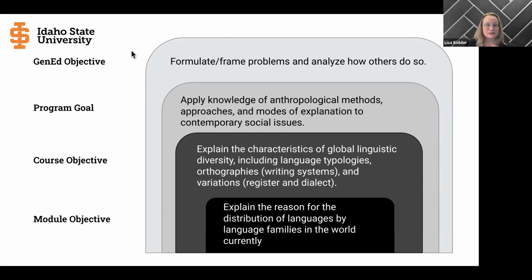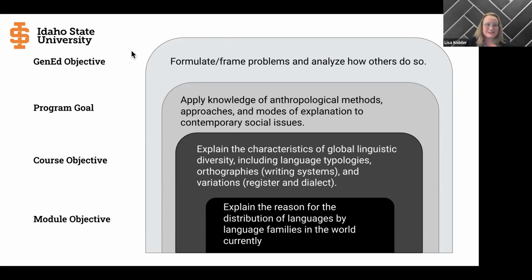Program goal, now this is in the anthropology program: apply knowledge of anthropological methods, approaches, and modes of explanation to contemporary social issues. So here we're getting a little bit more specific. We're bringing in anthropology, we're bringing in contemporary social issues, but that all still provides opportunities for students to demonstrate their critical thinking ability in how to formulate and frame problems and analyze how others do so.